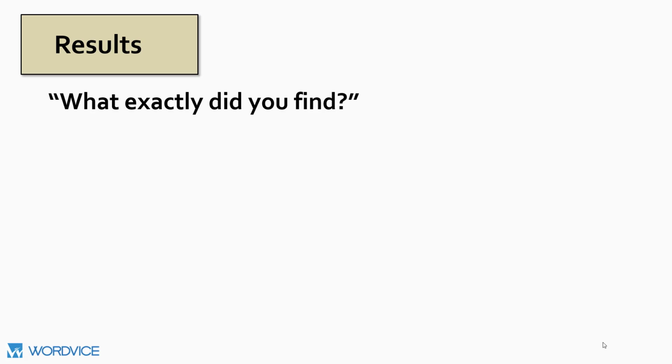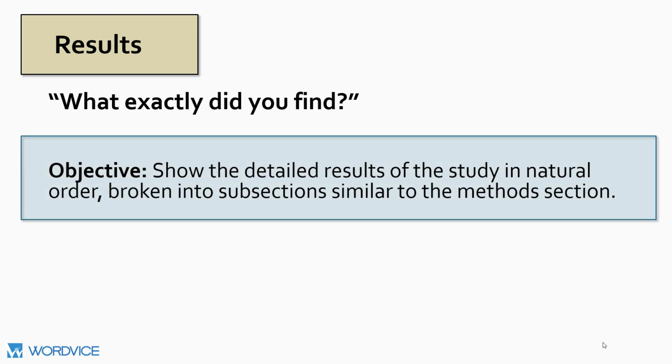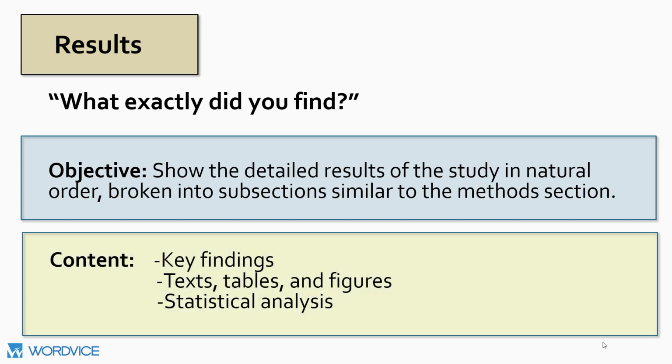In the results section, you're asked to answer the question, what exactly did you find? So here your goal is to show the detailed results of the study in natural order. You should break these into subsections, similar to what you do in the methods section, but with a little bit more explanation of these results. For your content, you want to include any key findings of the study, text, tables, and figures that you used, and statistical analysis that you gleaned from the study results.